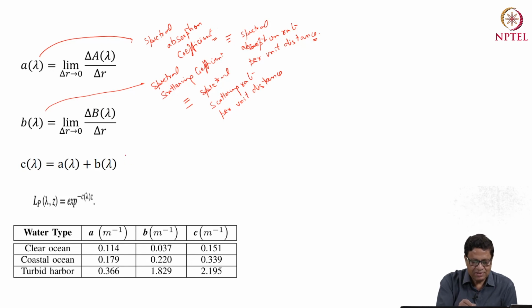Here we have combined these coefficients A lambda and B lambda. The sum of A lambda plus B lambda is C lambda. This is a combined coefficient which takes care of both absorption as well as scattering. And it has been shown, this is an approximate formula, how the light is attenuated inside the water is given by L, which is a function of lambda and the distance Z, as exponential minus C lambda Z, where C lambda is the sum of the spectral absorption coefficient and the spectral scattering coefficient, A lambda plus B lambda. So this is called Beer-Lambert's law.